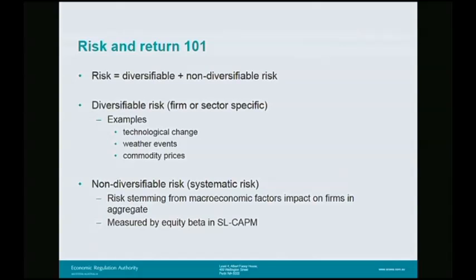Non-diversifiable risk, however, Richard touched on: equity beta. Systematic risk stems from macroeconomic factors impacting firms in aggregate. Whether it be interest rates or a global financial crisis or whatever, it's just the market. When a firm goes down in a way that's correlated to the market, your diversification is going to fail you, and so you tend to want compensation for that. You can't diversify out of that, so that's a risk that you want some return for. And as mentioned, it's measured by equity beta.